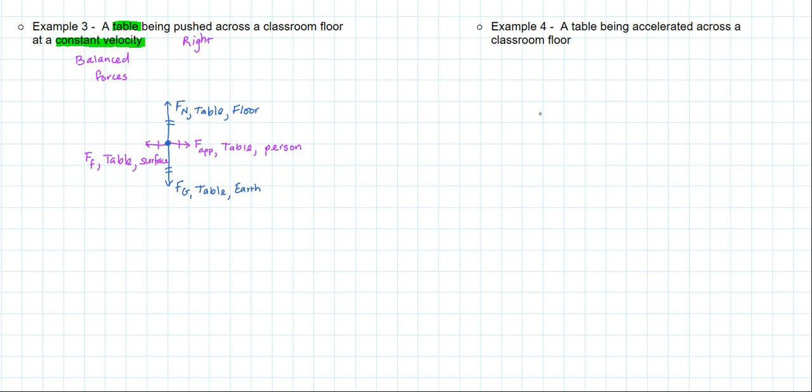Now here in contrast, we have an example where it's a table being accelerated across a classroom floor. Accelerated here is a key word that is different than here where we had constant velocity. So accelerated is going to imply that we have unbalanced forces. Now they don't have to be unbalanced in both the vertical and the horizontal. It could be just one or the other. So unbalanced forces, I'm going to go through my process again.